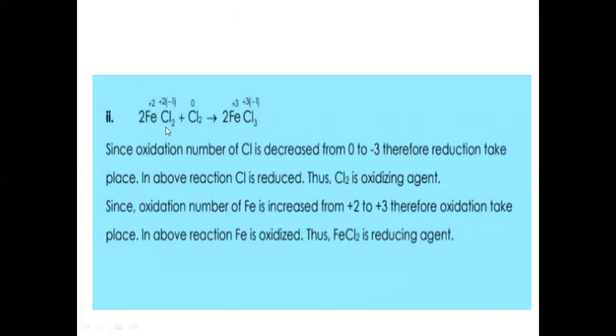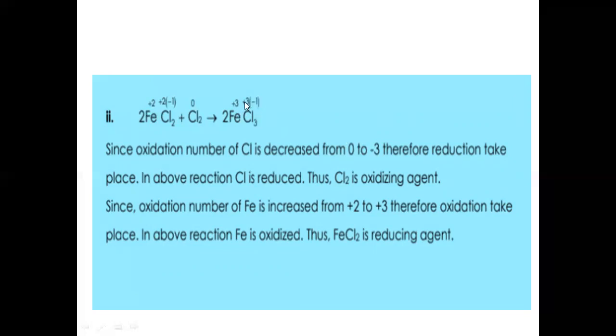Ferrous chloride will react with chlorine to form ferric chloride. So you can see that iron undergoes oxidation because its oxidation state increases from +2 to +3, and chlorine undergoes reduction because its oxidation state decreases from 0 to -1. Since the oxidation number of chlorine decreases from 0 to -3 for 3 chlorine atoms, one is -1, for 3 it is -3.